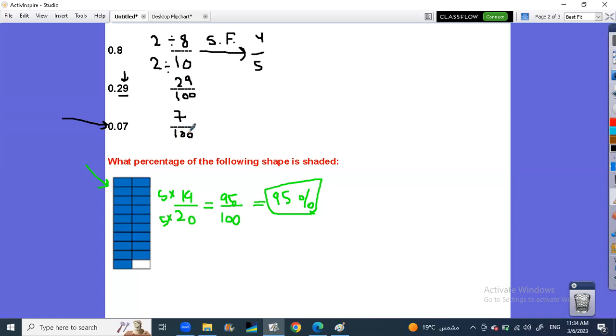Can I simplify, mister? Ask yourself. Is there a number that you can divide both of them by? Can you divide the 100 by 7 and the 7 by 7? No, I can divide the 7 by 7, but I cannot divide the 100 by 7. Mister, it is already in the simplest form. I'm going to just leave it like this because there is nothing that I can divide both of them by.